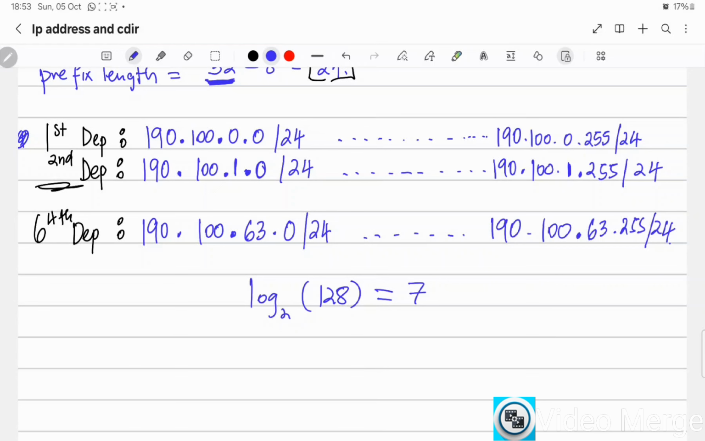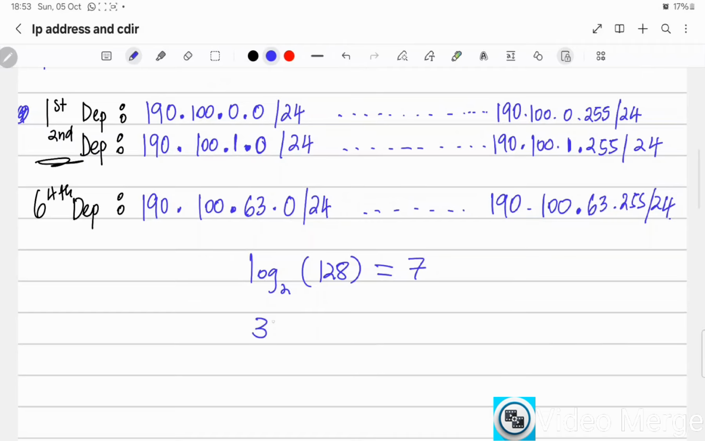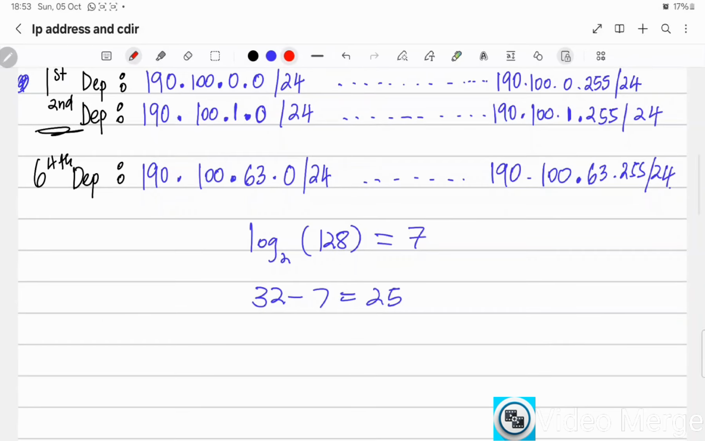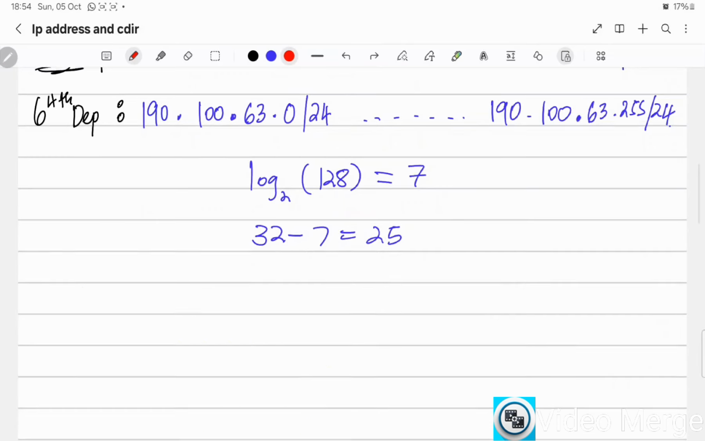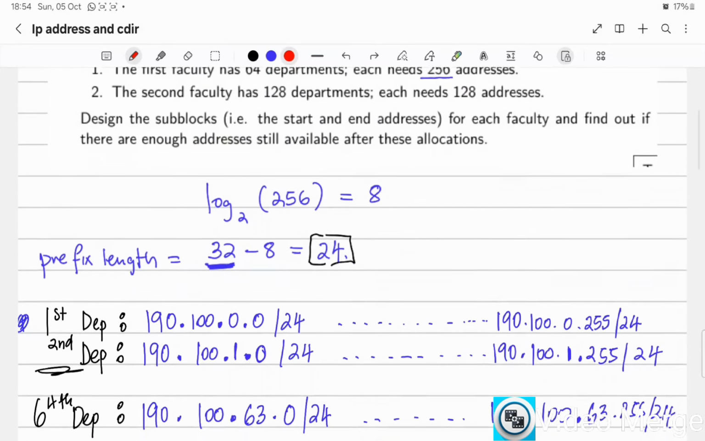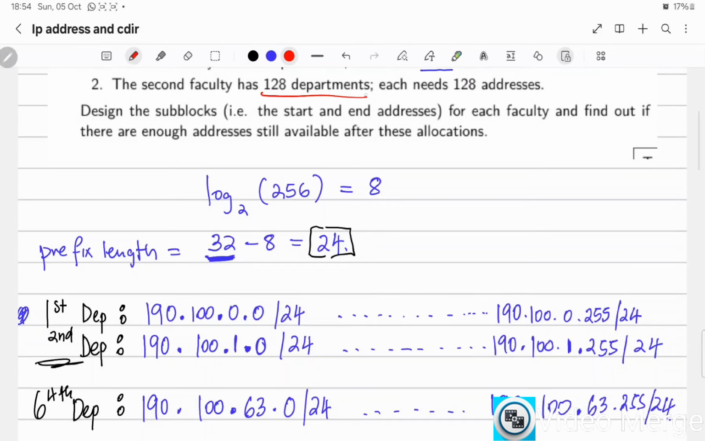Then we need the prefix length, it's going to be 32 minus 7. This is actually going to give you 25. So we're going to replace this in our upcoming calculations. We're going to replace this 24 with the 25. Hopefully that makes sense. So here it says the second faculty has 128 departments.